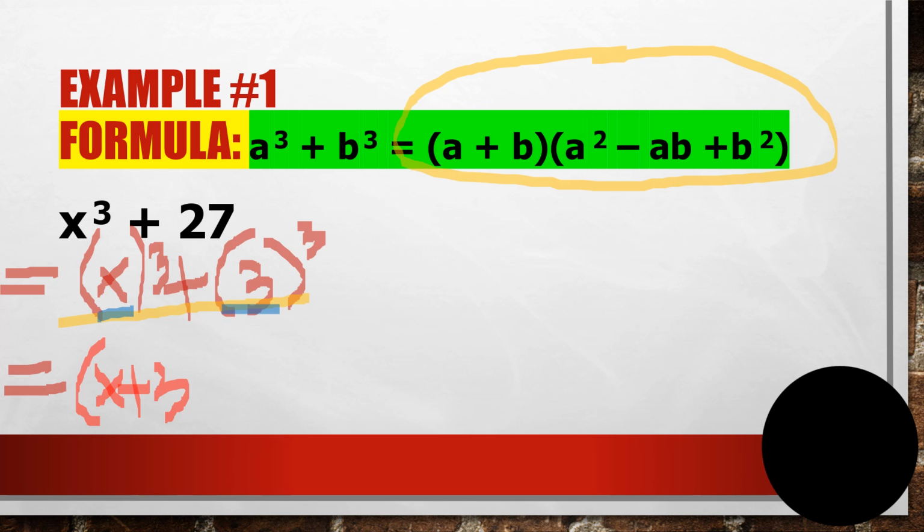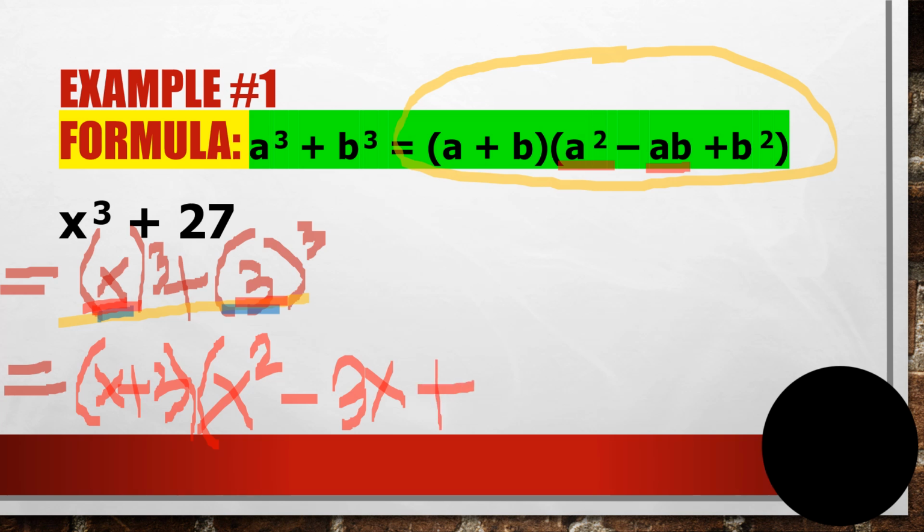And then we close it. Close parenthesis, open parenthesis. Here, A squared. That means we multiply x by itself 2 times. So x times x, you have x squared, minus A times B. You multiply x and 3. X times 3 is 3x.